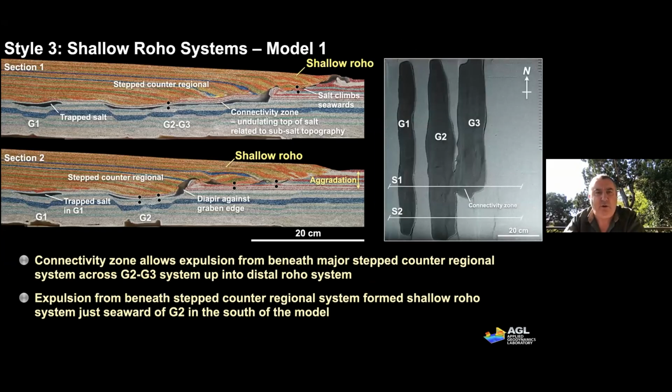So style 3, shallow roho system. So where you can expel the salt up and outward, you get step-up counter-regionals that just help to expel that salt. Salt is expelled up and out, and then you get shallow extension here, and the same thing happened here. You've got some trapped salt in here, then you expel this stuff up, it pushes up that roof here, spreads out, begins to extend here, and you've got tertiary welding outboard.